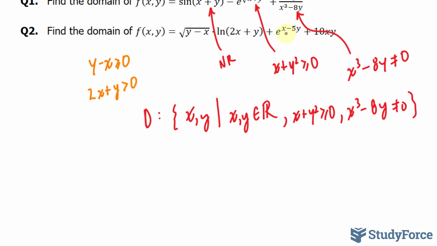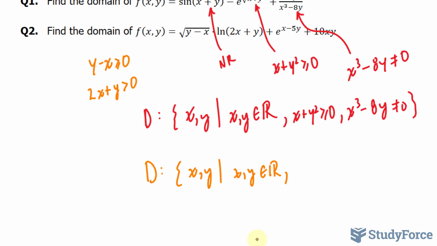e to the power of x minus 5y, well, there are no restrictions there. You can place any real number into x and y, and you'll get an output. And the same thing for that last term, 10xy. So if we write the domain in set builder notation, I'll write down D includes the set of all x and y, such that x and y include only real numbers.